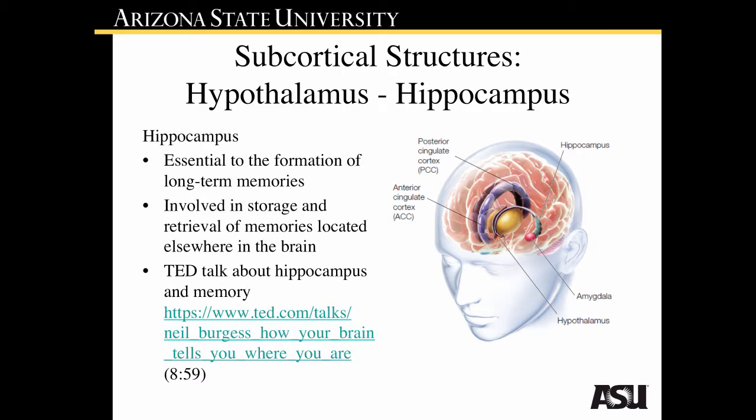The next is the hippocampus. The hippocampus is critical for forming long-term memories. In fact, damage to the hippocampus often leads to amnesia, in which one can't form new memories any longer, or it becomes really difficult to form those new memories. It's involved in the storage and retrieving of memories located elsewhere in our brains, I should say. There's a good TED Talk about the hippocampus right here, and I'd encourage you to take a look at that.